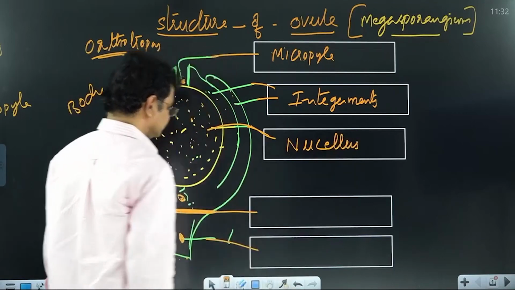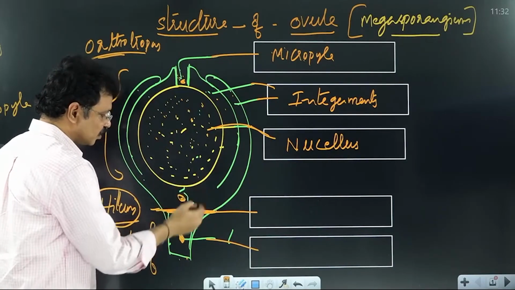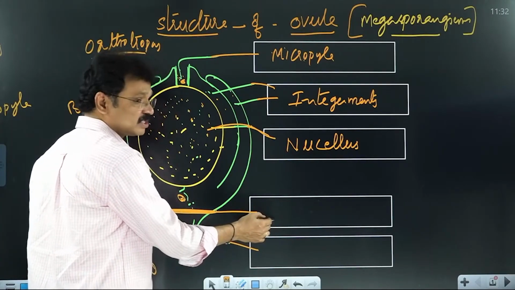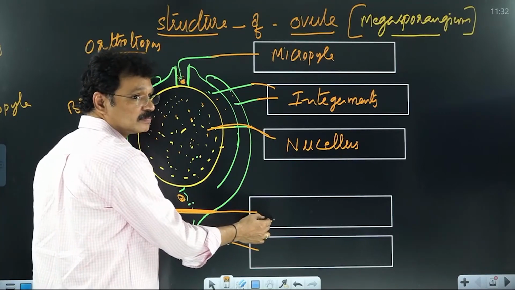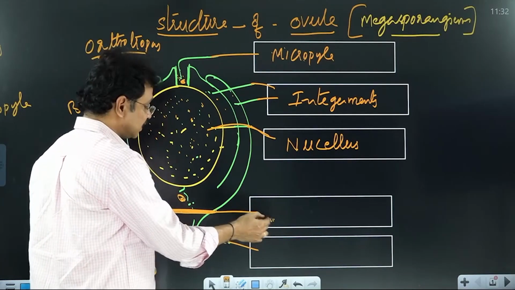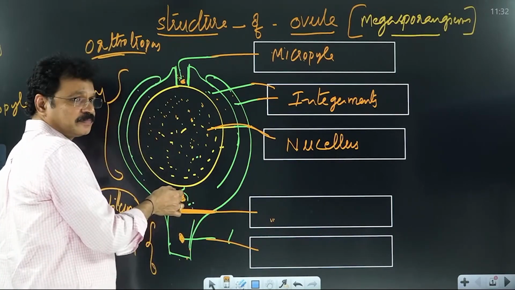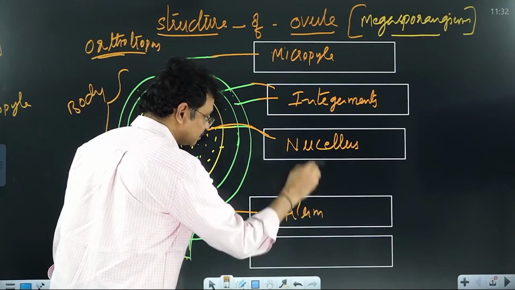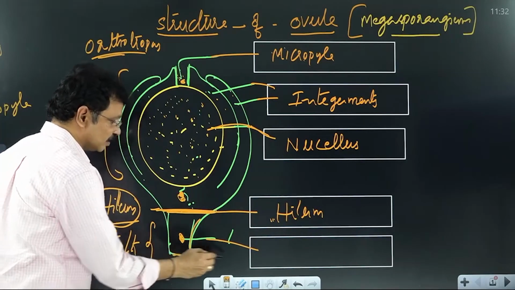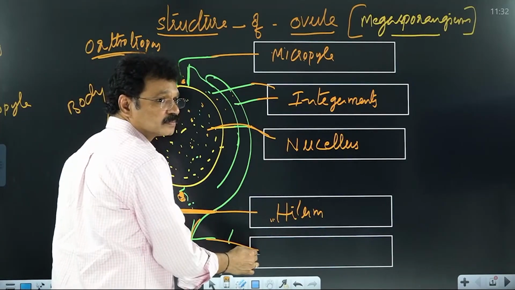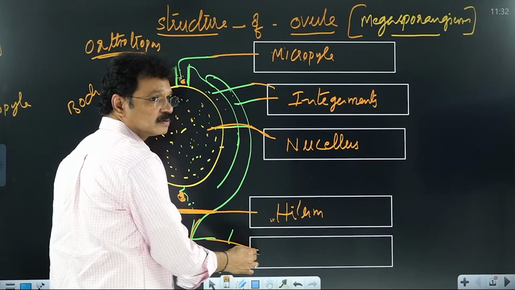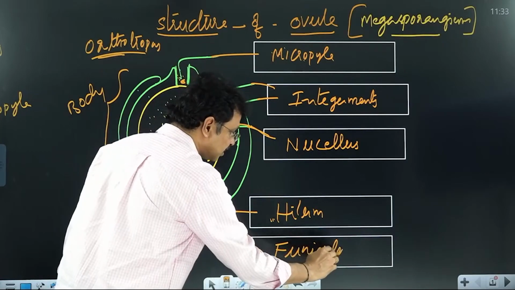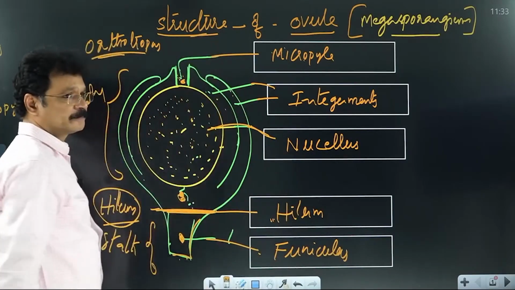Nucellus tissue. Now, what about this point of contact between body and stalk? This one? No. Chalaja is just above. This area is the chalaza. I am asking about this one. Yes, good. Hilum. What is the technical name of the stalk of the ovule? Funiculus. So the structure of the ovule is completed.